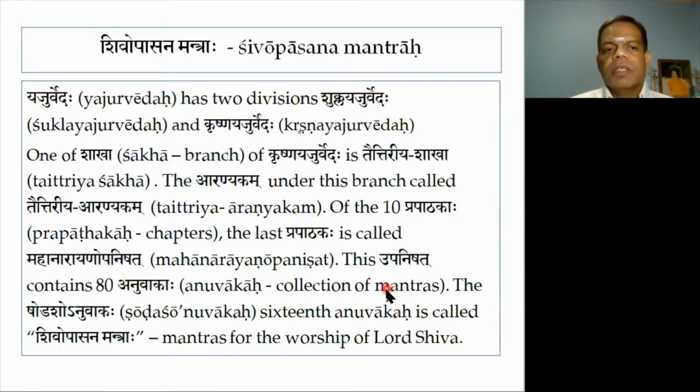The last one is called Mahanarayana Upanishad. It's one of the largest Upanishads, and it has what are called 80 Anuvakas. I think some of you may know Rudram. It has 11 Anuvakas. An Anuvaka is a collection of mantras. That's the way they are classified. So there are 80 anuvakas.